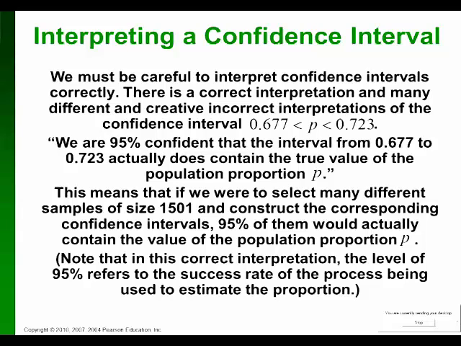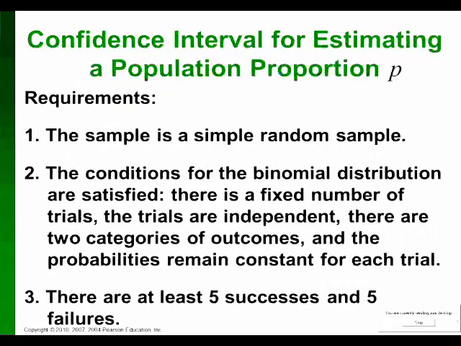To construct a confidence interval for estimating a population proportion P, 3 things have to be true. The sample has to be a simple random sample. The conditions of a binomial distribution are satisfied. Remember the conditions for a binomial distribution? Only 2 possible outcomes, success and failure. Define them any way you want to, but that's the only 2 things that can happen. There has to be a fixed number of trials, and the trials have to be independent of each other.